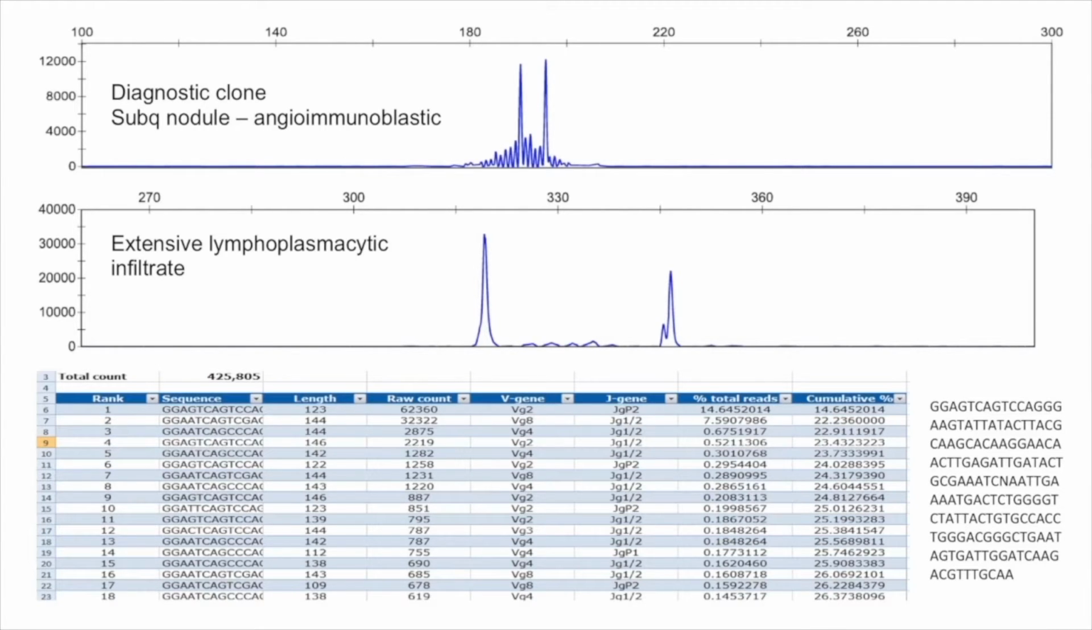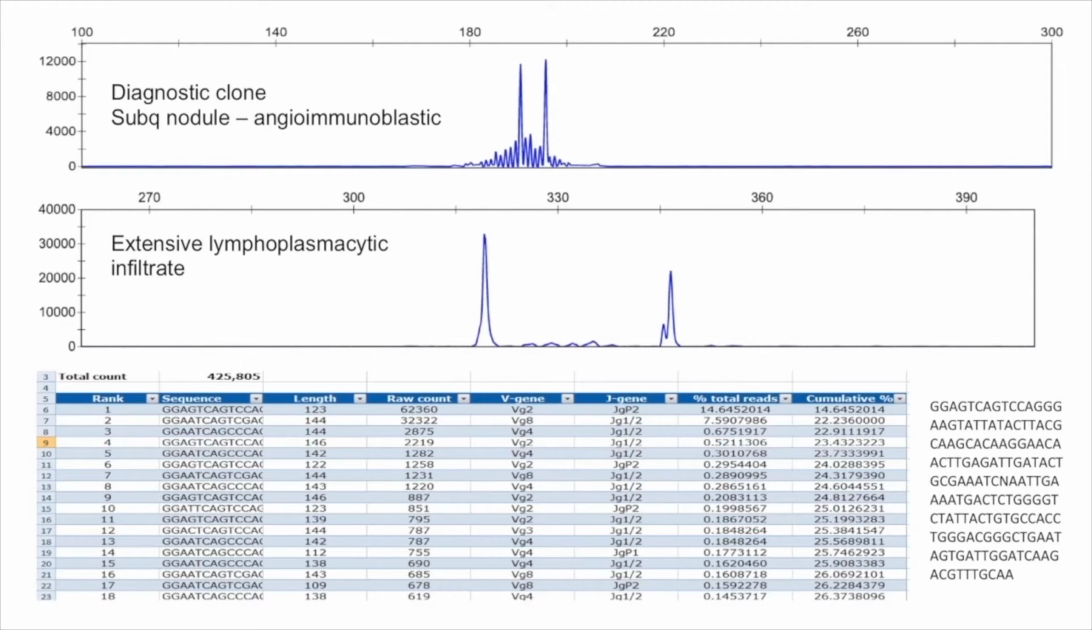like by fragment analysis. So this is the subcutaneous nodule with the angioimmunoblastic T-cell lymphoma, where you have a polyclonal background and then 2 prominent peaks, so this was positive for clonality. And this is the extensive lymphoplasmacytic infiltrate. This is the IgH study, where you can see 2 definite clones.